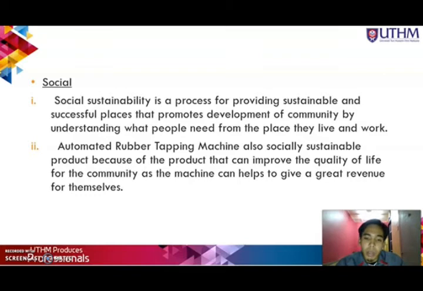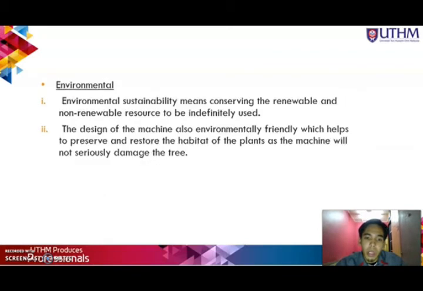Automated rubber tapping machine is also a socially sustainable product because the product can improve the quality of life for the community, as the machine can help to give a great revenue for themselves. So for the environmental sustainability, it means conserving the renewable and non-renewable resources to be indefinitely used. The design of the machine is also environmentally friendly, which helps to preserve and restore the habitat of the plants, and the machine will not seriously damage the tree.